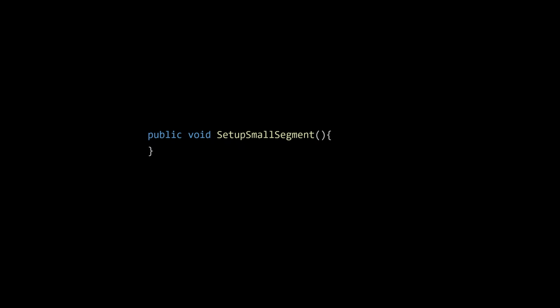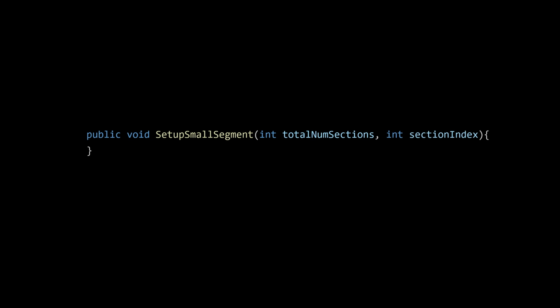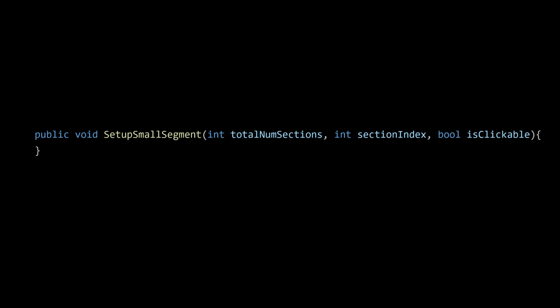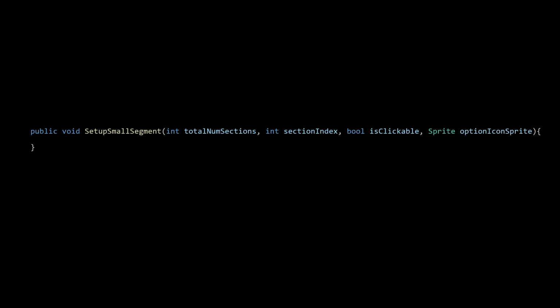We're going to need some input here. Firstly, the total number of segments in the circle, which segment we are, if we can click. We won't be using this in the demo, but just showing how you would pass this type of info through the setup. We also need the sprite for the option. Firstly, we need to calculate the size or the angle of our segment. This is just a full circle split up into our number of segments.